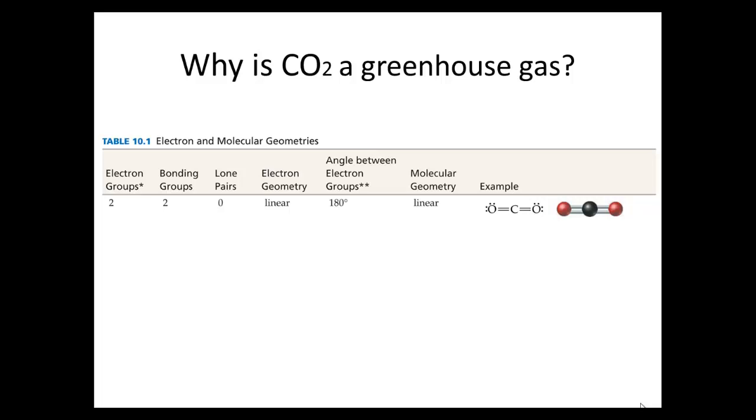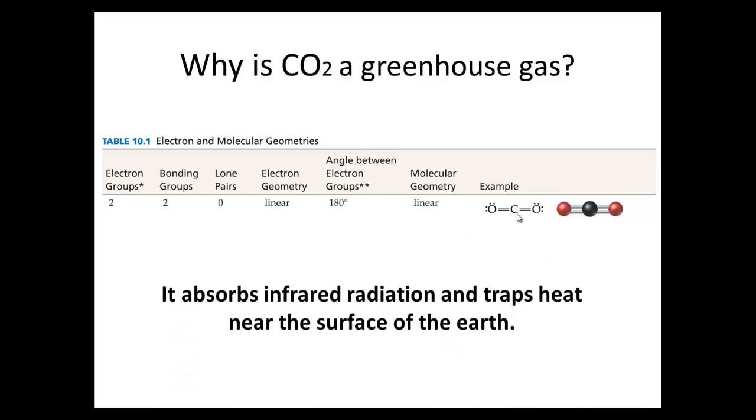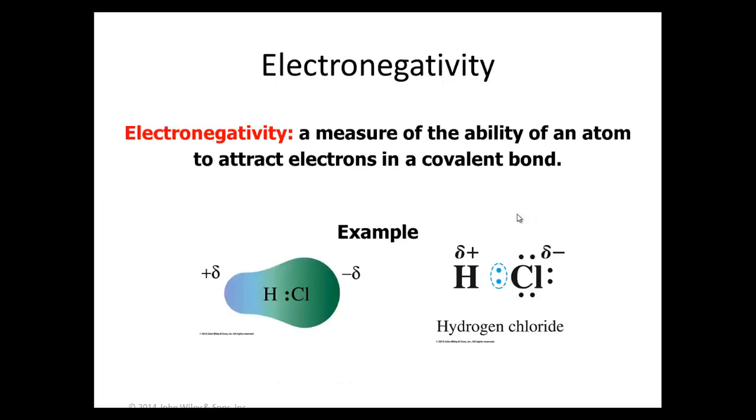So the question for you is, why is CO2, or carbon dioxide, a greenhouse gas, this linear molecule here? The simple answer: it absorbs infrared radiation and traps heat near the surface of the earth. Now the next question for you is, how does that happen? To understand how it happens, you first have to understand electronegativity.